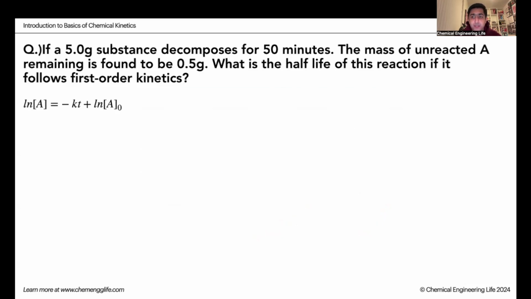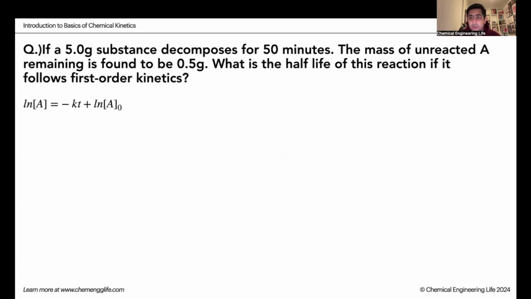So we will take one example as well. Imagine that a 5-gram substance decomposes for 50 minutes. The mass of unreacted species is found to be 0.5 grams. What is the half-life of this reaction if it follows first order kinetics? So you're starting off with a substance of 5 grams, you let it decompose for 50 minutes, and after 50 minutes, 0.5 grams is still remaining. So what exactly is the half-life, assuming that we have a first order reaction at hand?